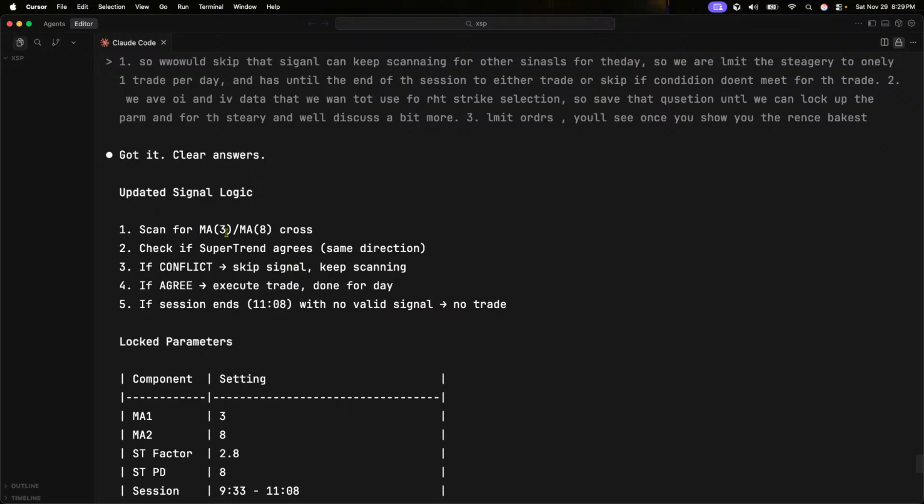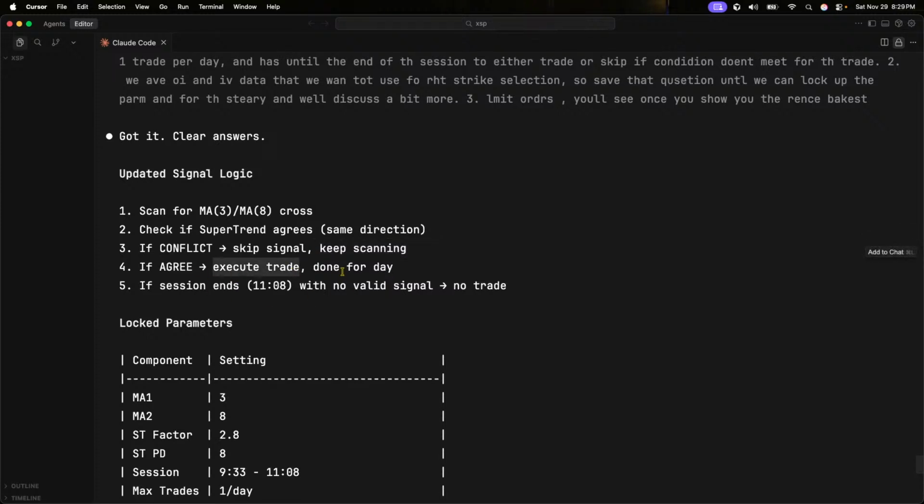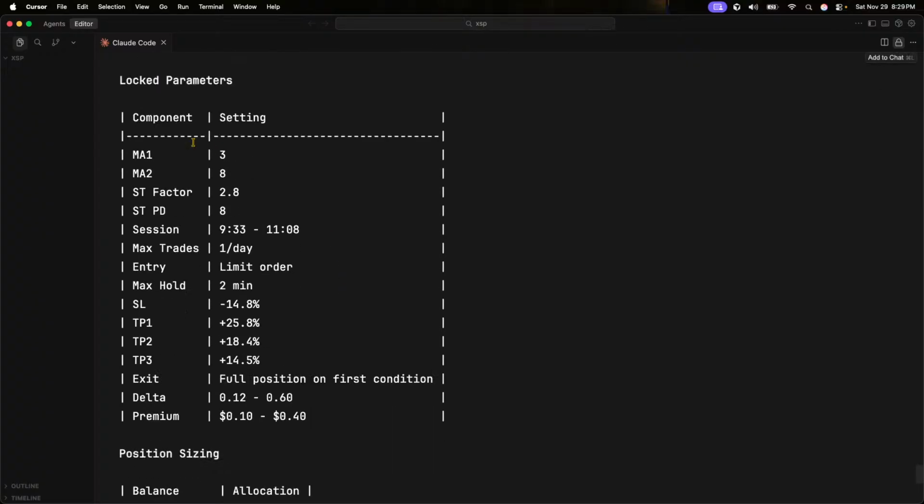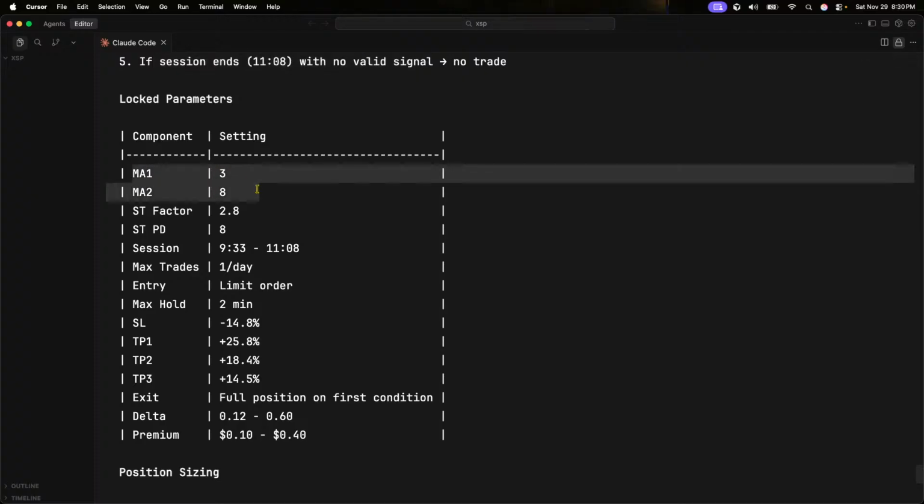Scan for the MA3 crossing over the MA8. Check if the super trend agrees in the same direction. If conflict, skip the signal and keep scanning. If agree, execute the trade, then done for the day. If session ends at 11:08 with no valid signals, then no trade. That's beautiful. This is our locked parameters.